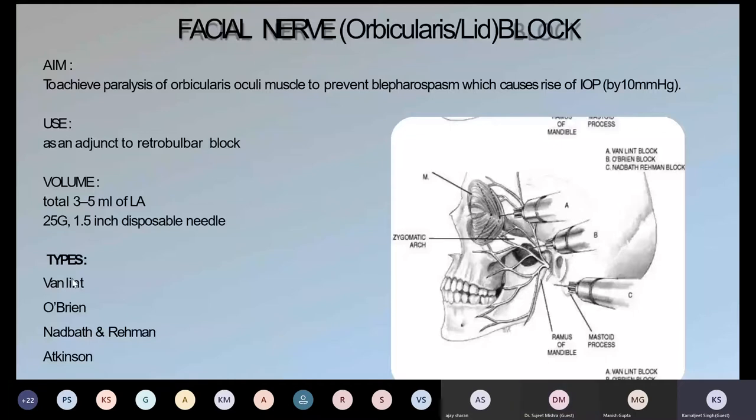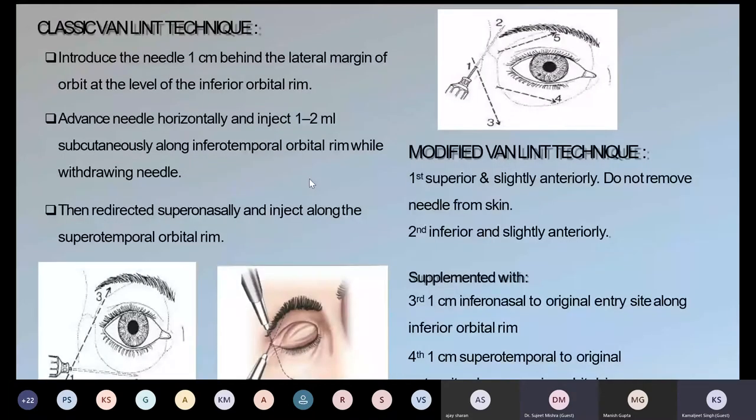In the classic Van Lint, we go just on the lateral orbital margin, about 1 mm. We have done all this. Many a times you may not be required to do this injection, but you should know about this technique also. Sometimes it may be needed.